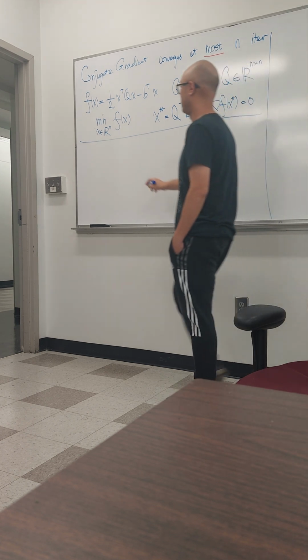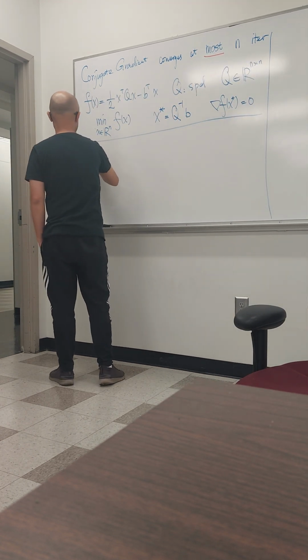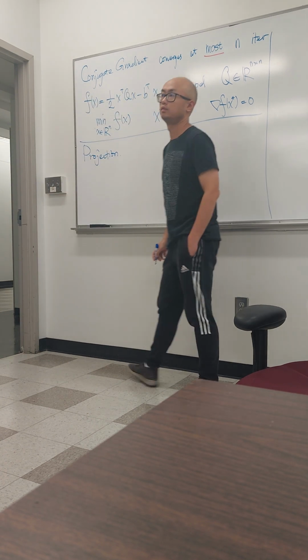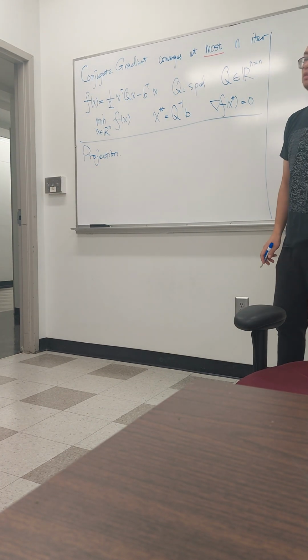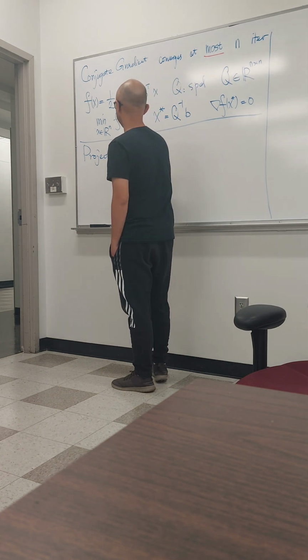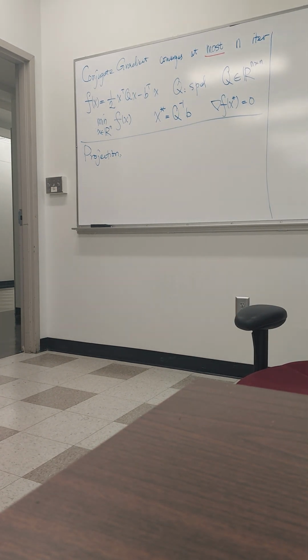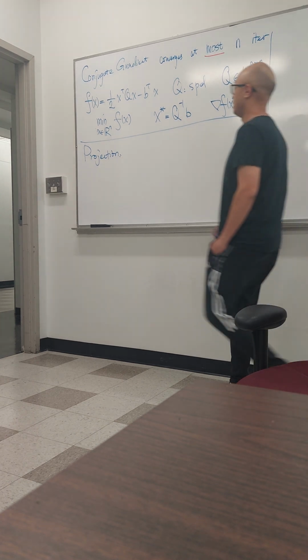So now, last time we learned projections. Projection is in terms of subspace. So our motivation is that steepest descent searches along a line, but conjugate gradient searches in the subspace. So that's a difference.